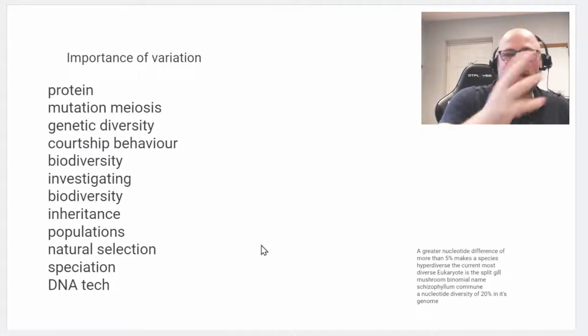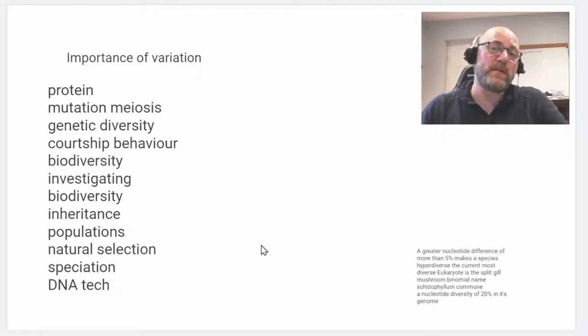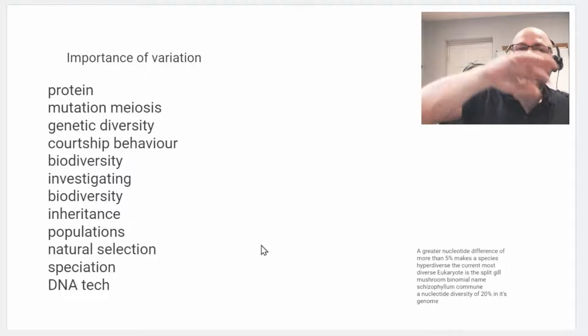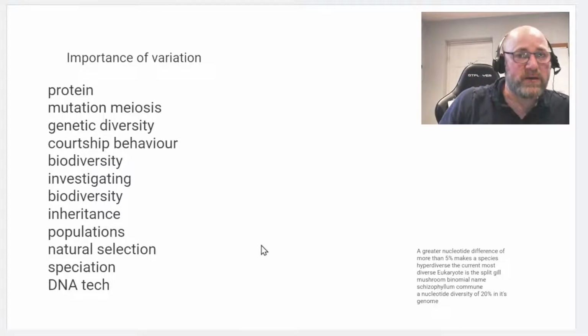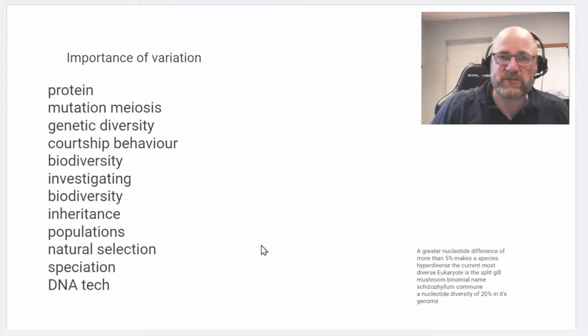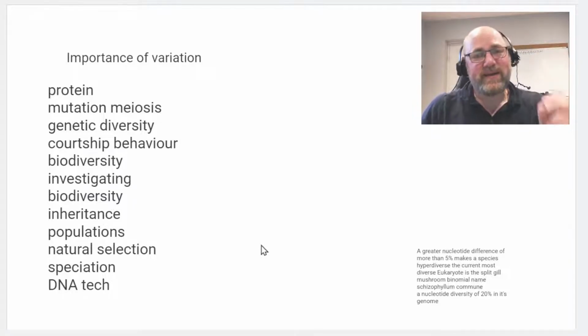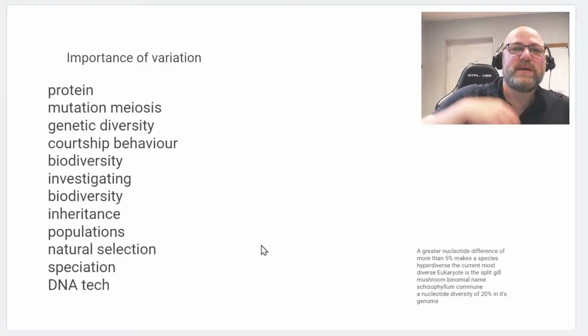So you can talk about mutations and why they're important. If you get a specific mutation and it changes the nucleotide base sequence, it will change the primary structure, which will then change the tertiary structure of the protein and give it a different shape. And potentially that could be advantageous and so on.